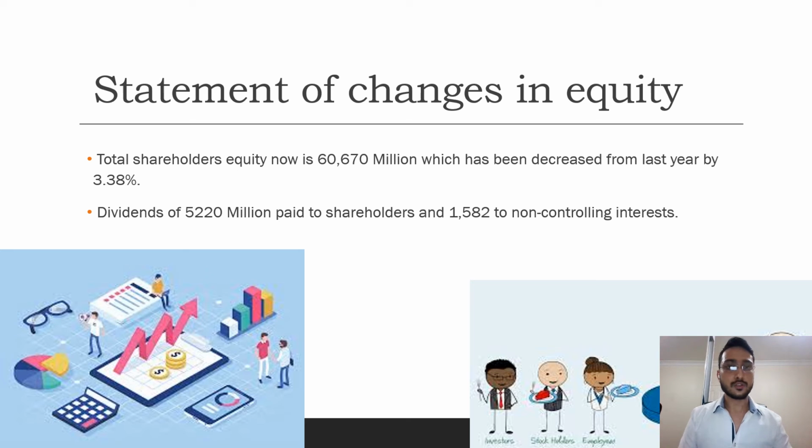So in terms of shareholders' equity, it has decreased a bit from last year. In terms of the percentage, it has gone down 3.38% from last year, and that is because the net profit has gone down, total investment has gone a bit up, so the equity has gone down. It paid a dividend of $5,220 million to the shareholders in 2018, and also paid dividends to non-controlling interest of $1,582 million in 2018.